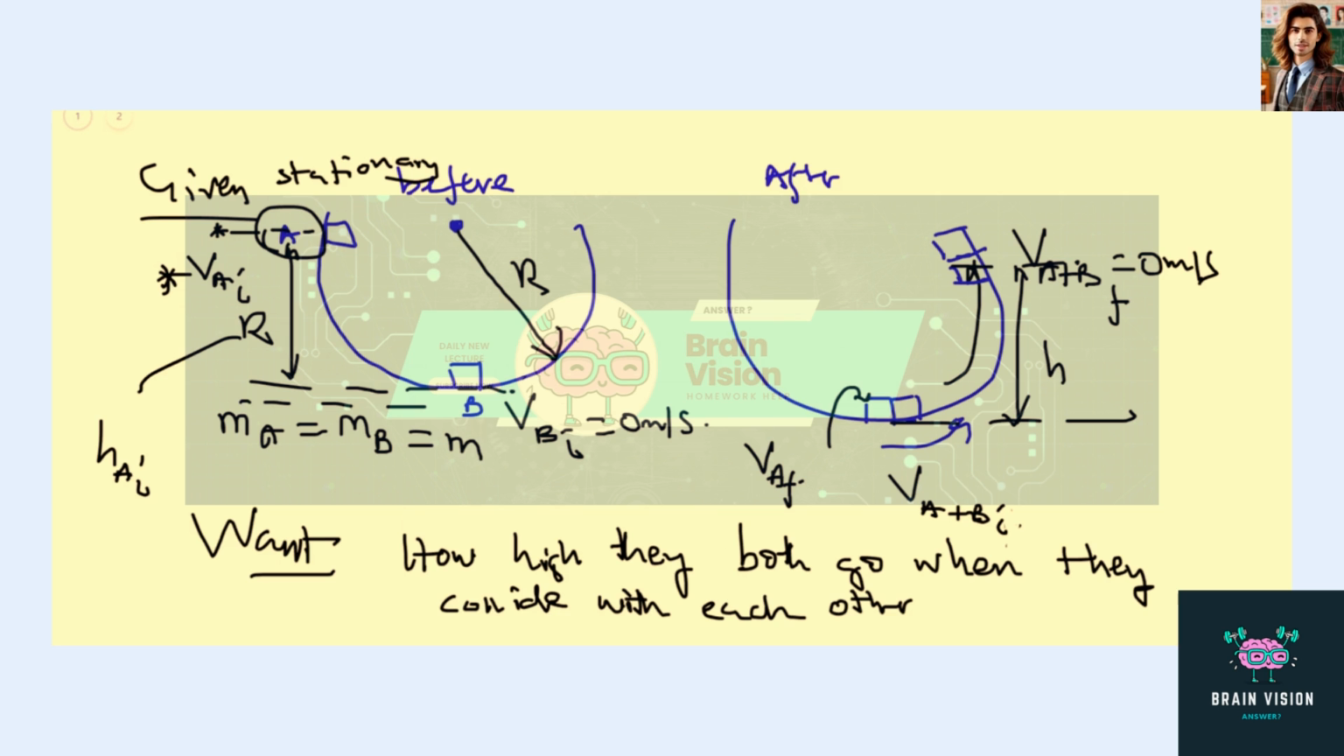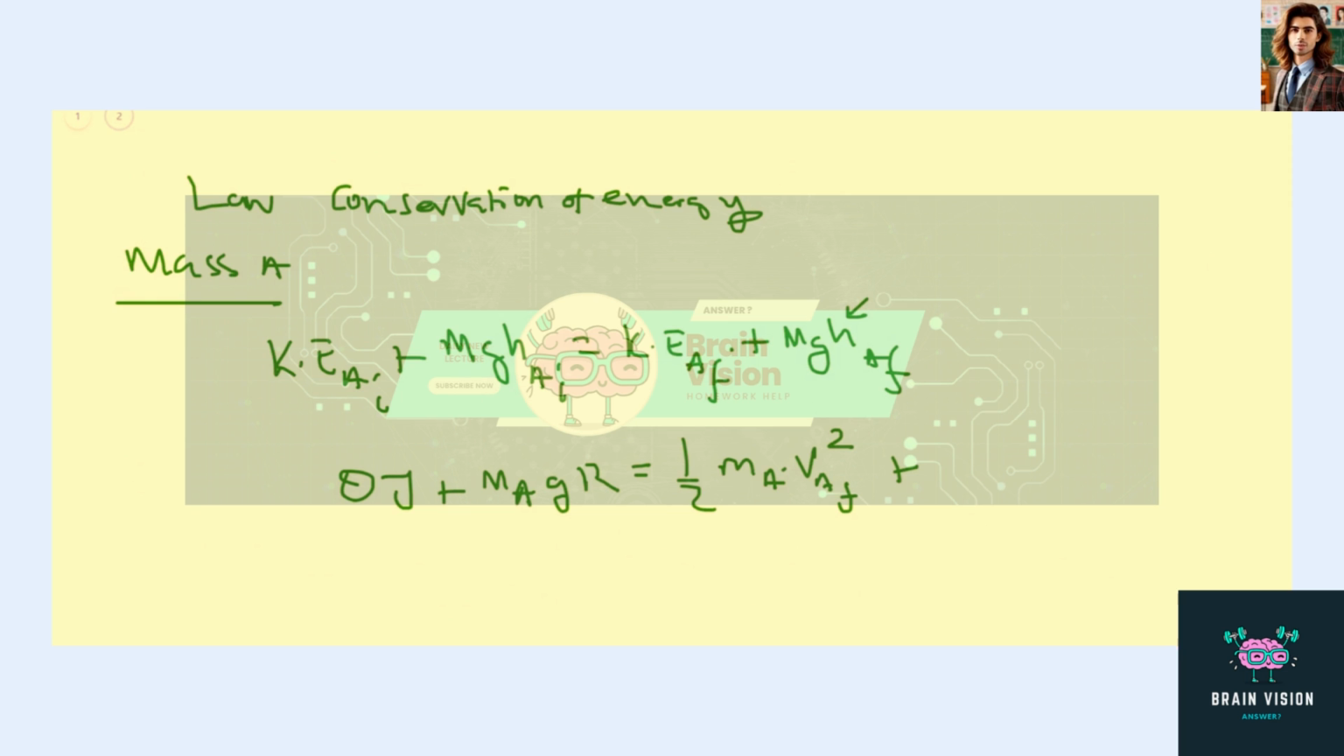Then the height when they collide, this height right here, is 0 meters. So even though we're thinking about potential energy, at the base the potential energy is 0 joules. So we end up having the mass of A times g times r equals 1/2 mass of A times the final velocity of A squared. These two cancel out.